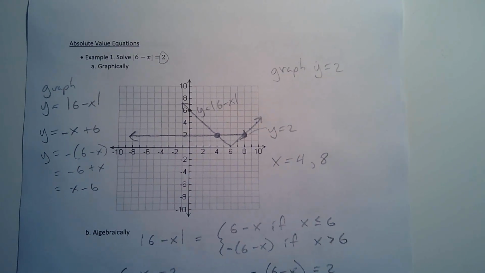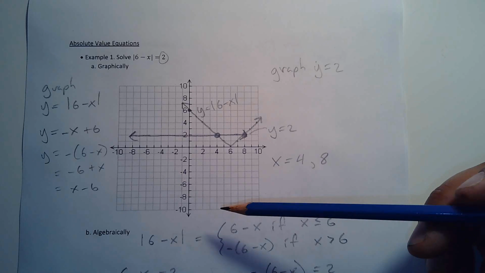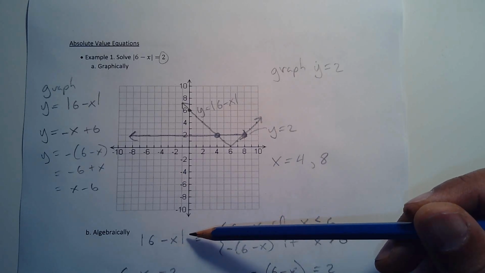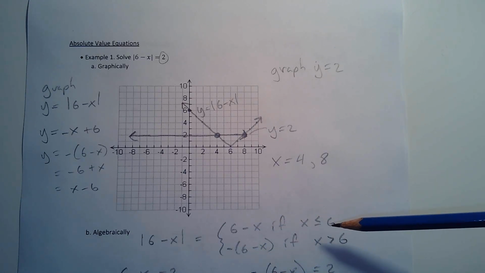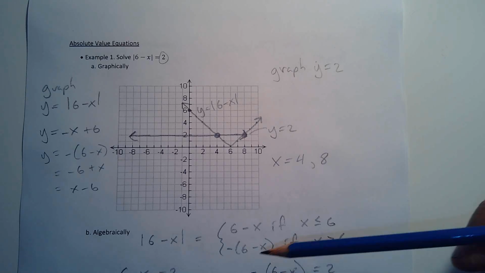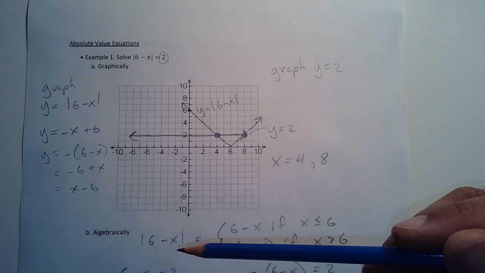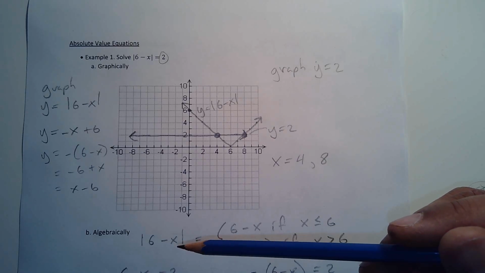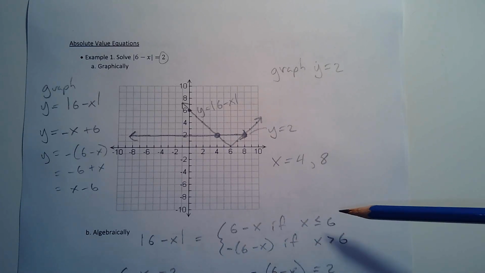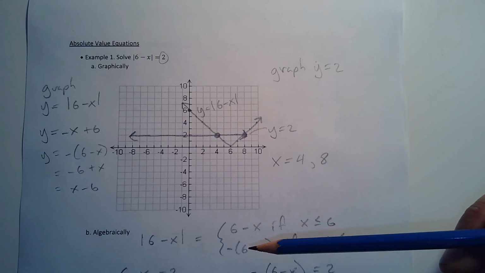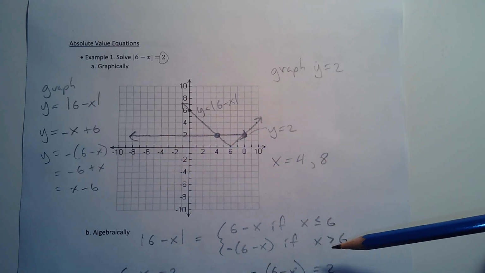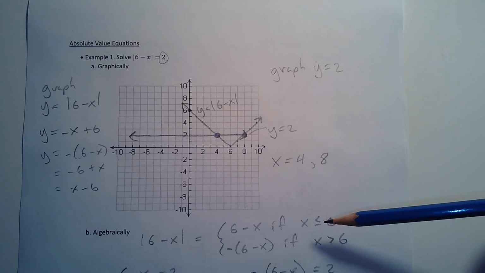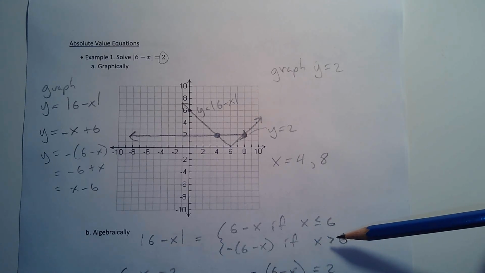So this is what we call the piecewise. What we're saying here is y equals 6 minus x as long as x is less than or equal to 6, right? So 6 minus 6 will be 0. It can't be 7 because 6 minus 7 is going to be negative 1, right? So it has to meet this criteria. And then the other half of it is the reflection, right? So that's the same thing over here. These are always going to be the opposite. So if this is less than or equal to 6, the reflection will be greater than 6.